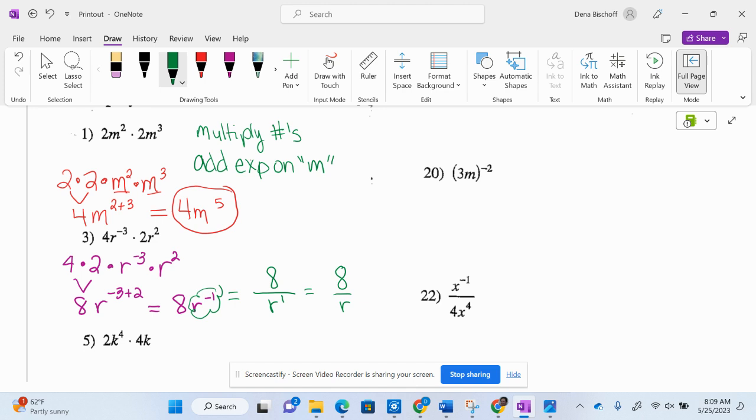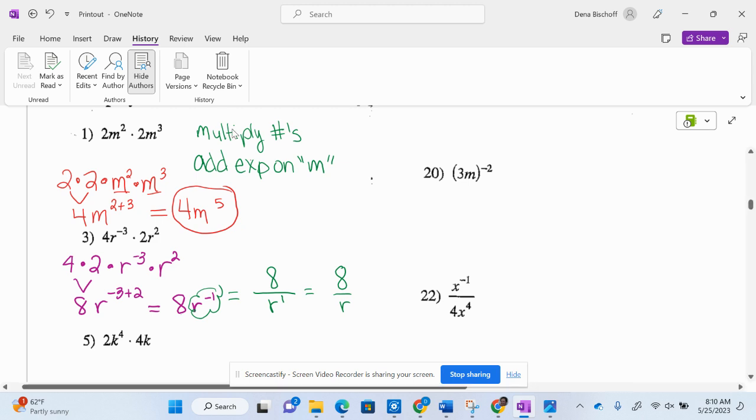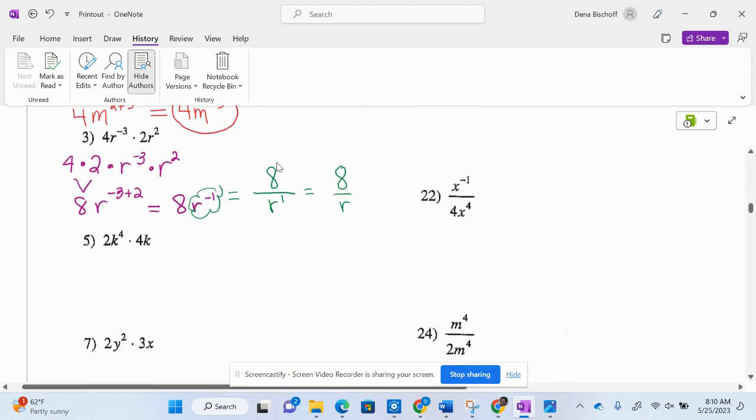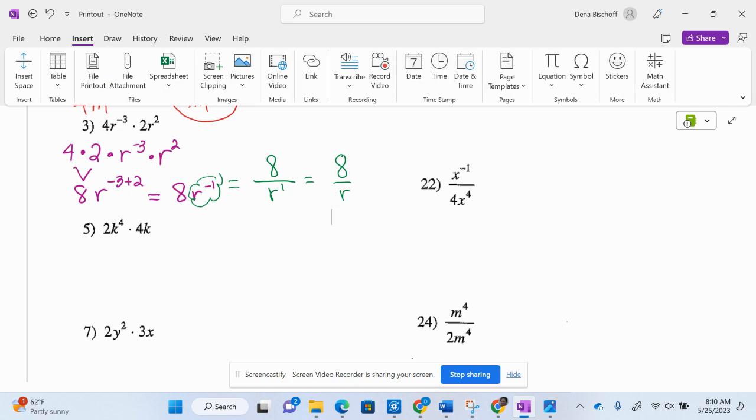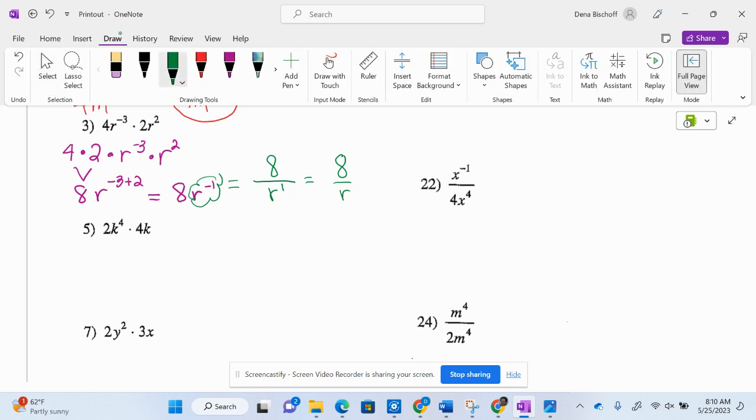Cannot leave negative exponents. That's mathematically gross. Can't have it. Okay. So for number 5, same thing. We're going to multiply the numbers and we're going to add the exponents together for the k's, right? So I really have 2 times 4 times k to the 4th times k.